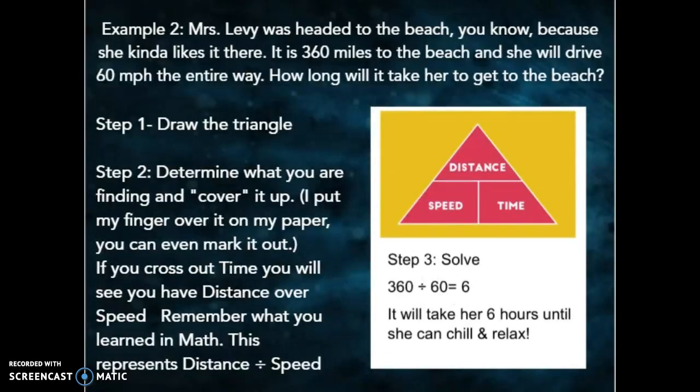Miss Levy was going to the beach because she kind of likes it there. It's 360 miles to the beach, but this time it doesn't tell me the time. It tells me she's driving 60 miles an hour. So let's think about that.